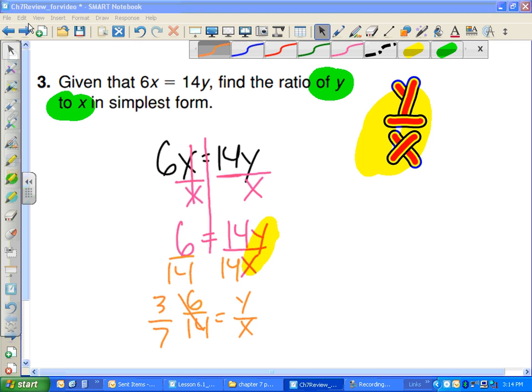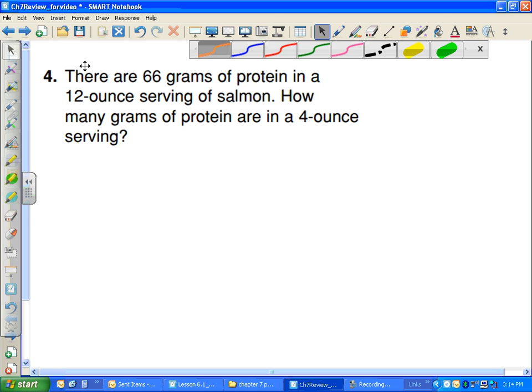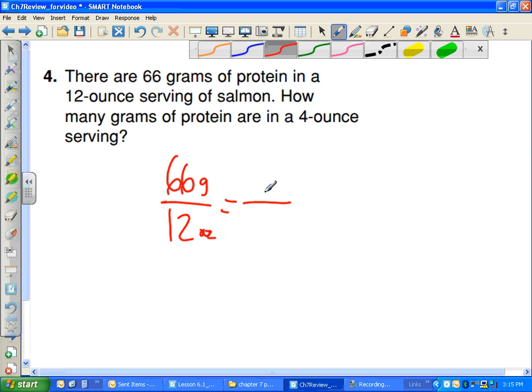Okay, next one. There are 66 grams of protein in a 12-ounce serving of salmon. So let me write that ratio. That's a ratio right there. 66 grams of protein. I'm just going to put the little g here. Over 12 ounces. Ounces, I believe, it's a z, right? OZ equals. And then over here, let's see, what do I need? How many grams of protein in a 4-ounce? Well, just match up the ounces. 4 goes down here. I'm trying to figure out the x.